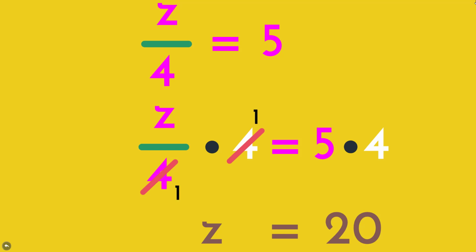Since we have the variable alone on one side of the equation, and we have also simplified the expression on the other side, then we're done. So the solution for this algebraic equation is z equals 20.